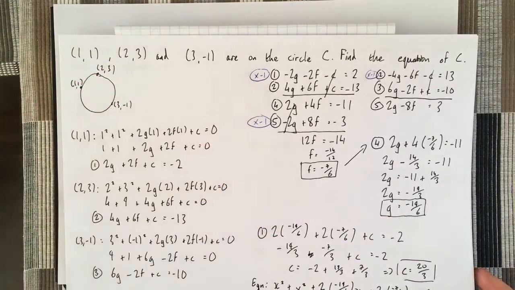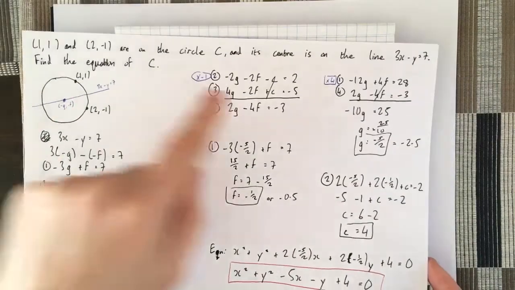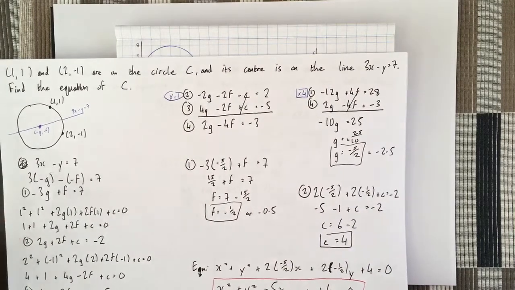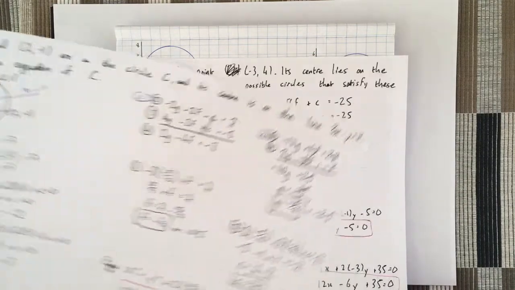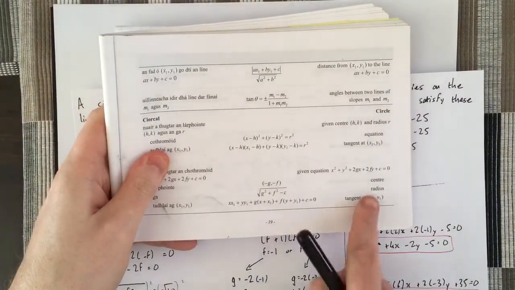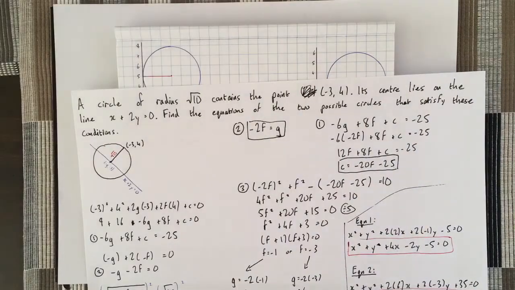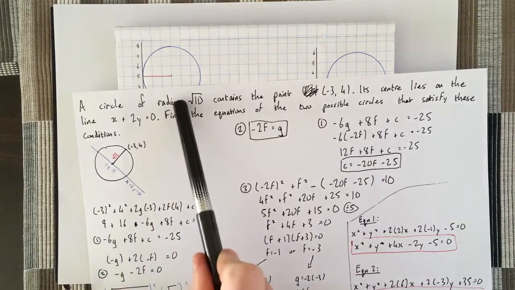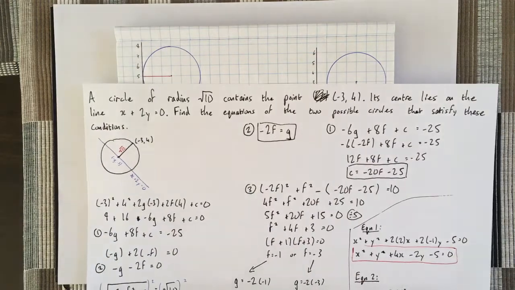And if that's all you're given, you should get 3 of them and be able to use simultaneous equations to solve. If you're given a line that the center is on, the center is minus G, minus F, so you can sub minus G, minus F in for x and y, and that will give you an equation with G and F in it. If you're given the radius, well then the radius is equal to the square root of G squared plus F squared minus C, so that's giving you another piece of information with G, F, and C in it. That will lead you towards having 2 possible equations of the circle because of the G squared and the F squared leading to a quadratic.